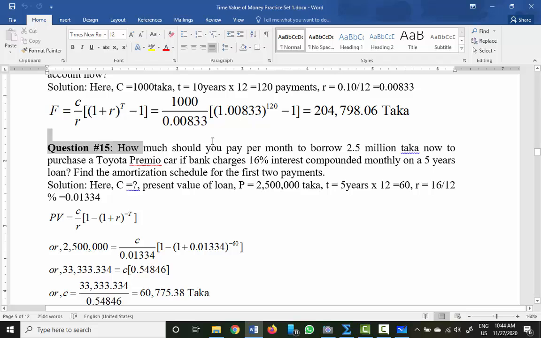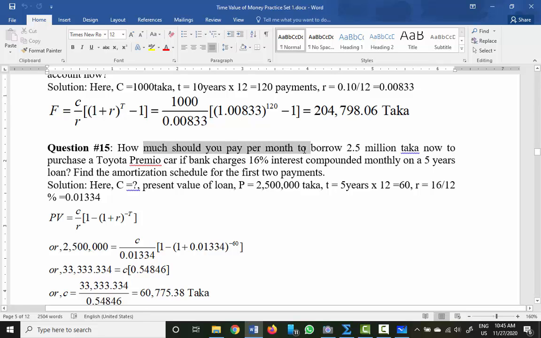How much should you pay per month to borrow 2.5 million taka now to purchase a Toyota Premio car if bank charges 16% interest compounded monthly on a 5 years loan? Right. So that means you want to borrow today. If you want to borrow 2.5 million taka to buy that Toyota car on a 5 years loan, in that case how much should you pay per month?